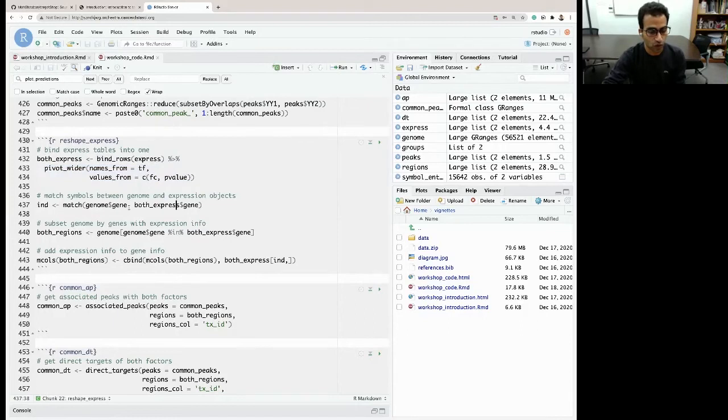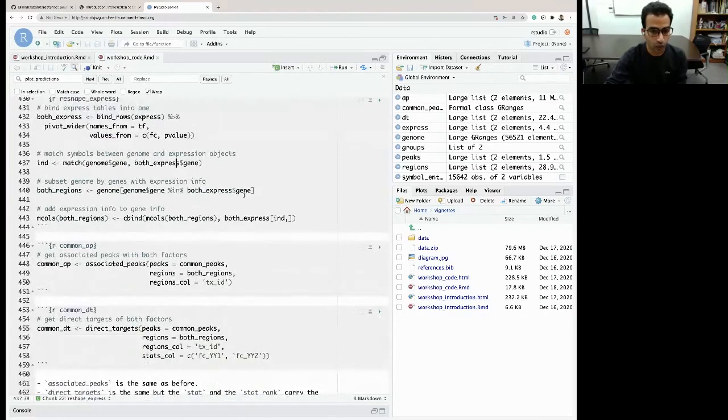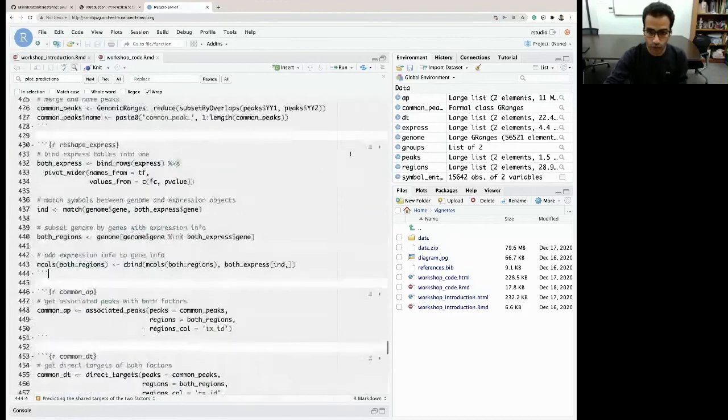Then we need to add this new data frame to the genome information, the genome object. So we match the names of the genes, and then we exclude the genes that are not included in the genome object, and then we add it again like we did before. We add the both expression data frame, or table, to the metadata of the genome object. So we're going to execute that.